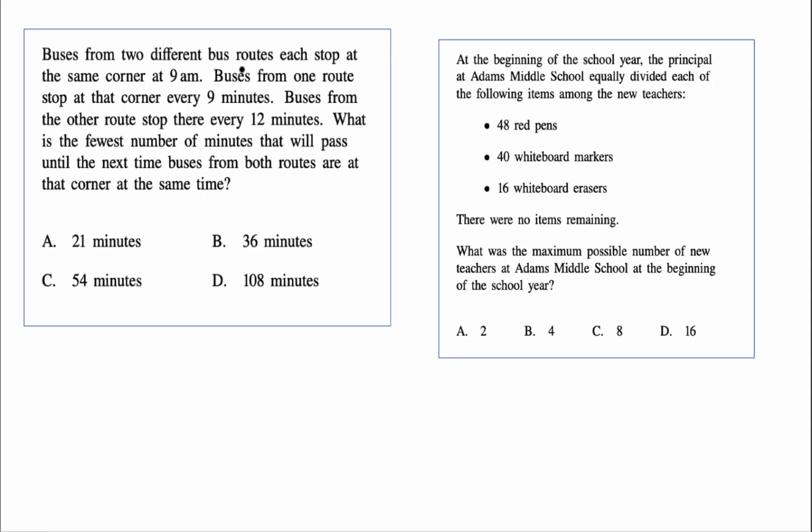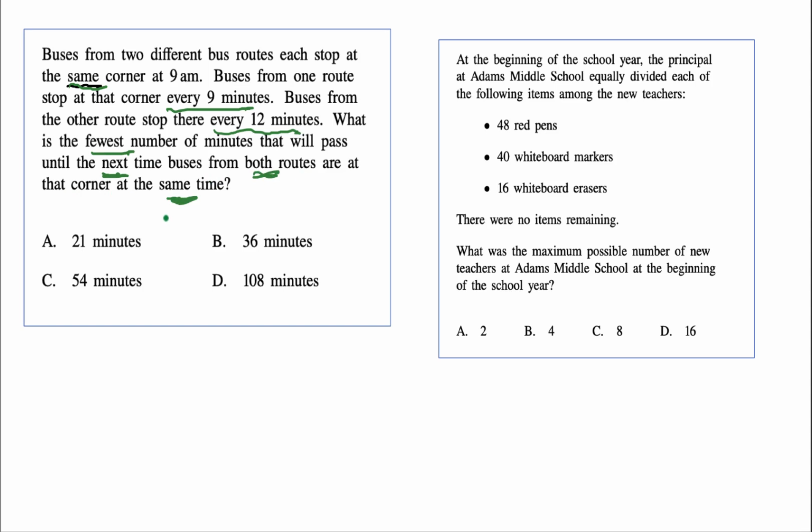Buses from 2 different bus routes each stop at the same corner. Let's get my green. The same corner at 9 a.m. Buses from one route stop at that corner every 9 minutes. Buses from the other route stop there every 12 minutes. What is the fewest number of minutes that will pass until the next time buses from both routes are at the corner at the same time?